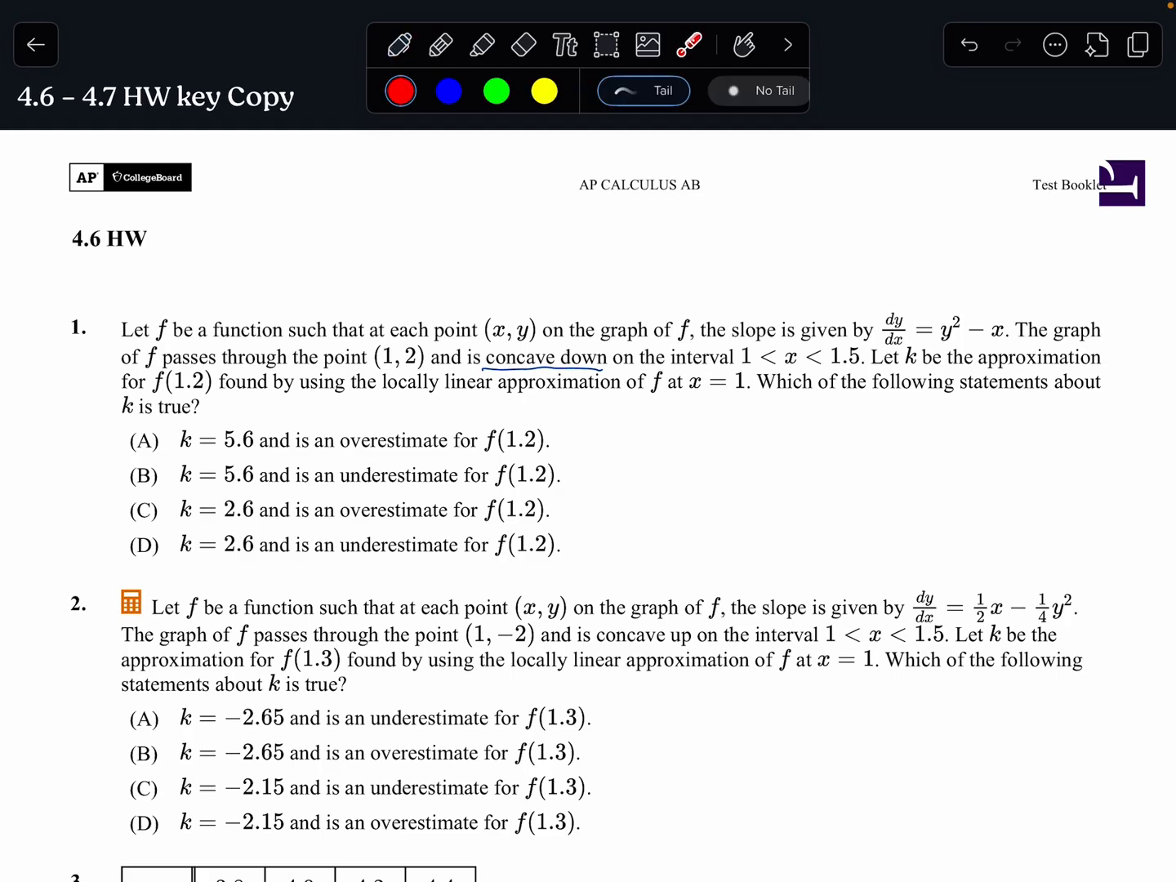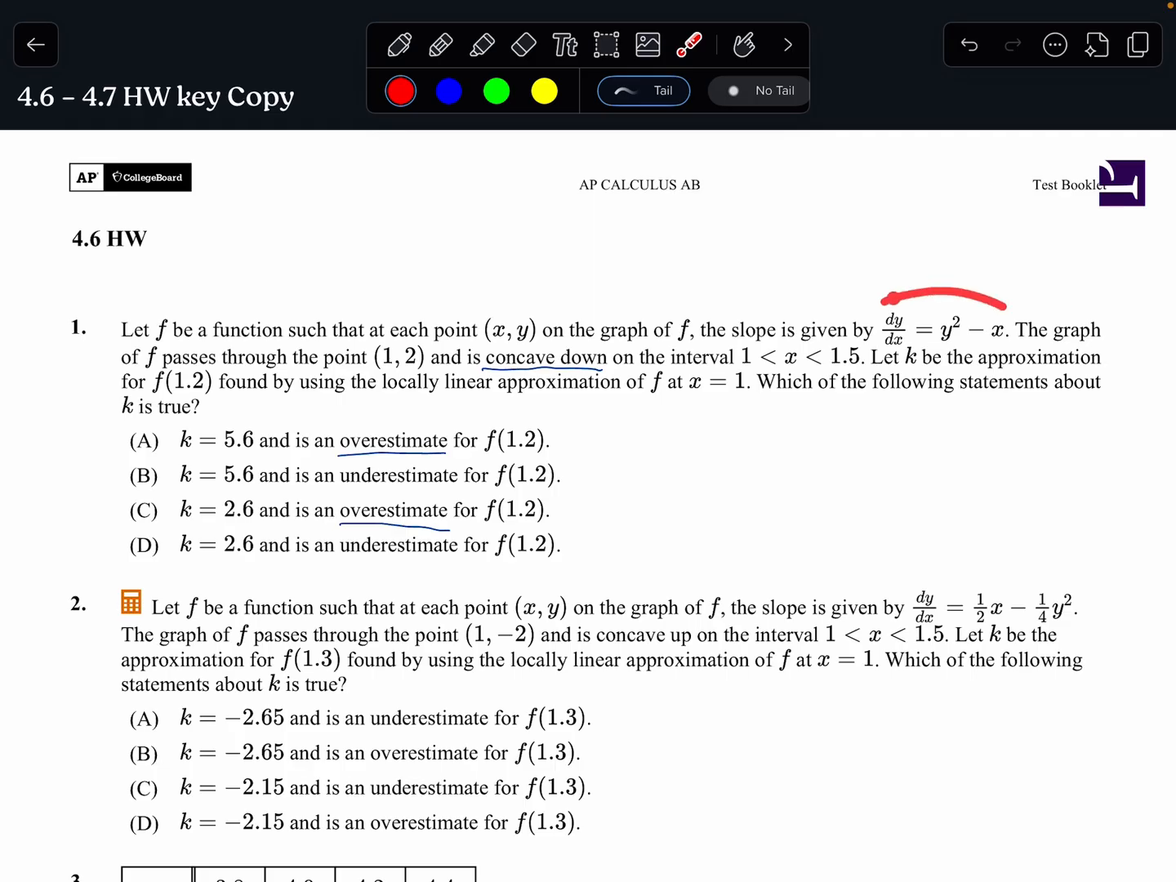So first of all, if we're going to make an estimate using k, which is based off of a tangent line on a curve that is concave down, then any tangent line here is going to be an overestimate. So we know it's going to be an overestimate right there. So whether it's 2.6 or 5.6, well, let's give that a go.